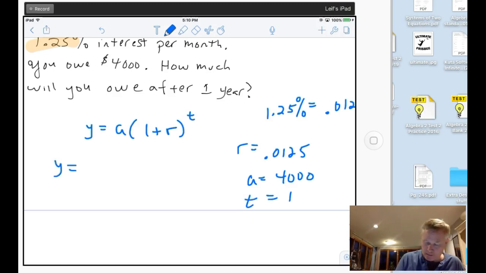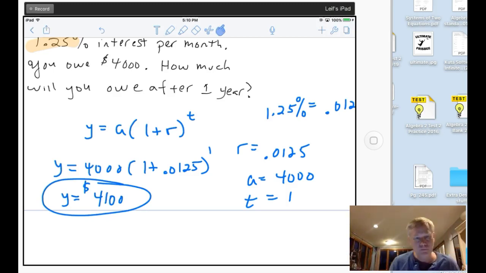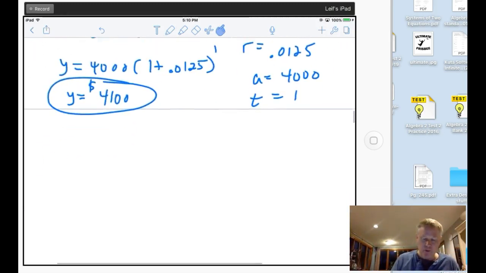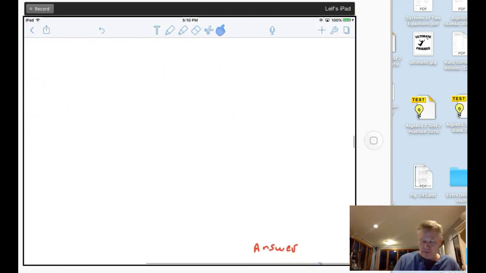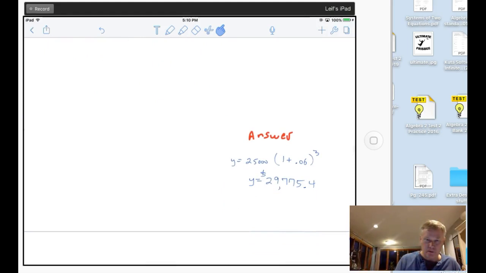So if I plug all that in, I get 4,000 times 1 plus 0.0125 to the first power. Since it's to the first power, it really stays the same, which means if you do this out, you should get $4,050. Okay, and there's that problem. Number 3, you try. Why don't you see if you can get this one? Hit pause and then come back after you've done this yourself. Okay, here's the answer that I got. Hopefully that's what you got.